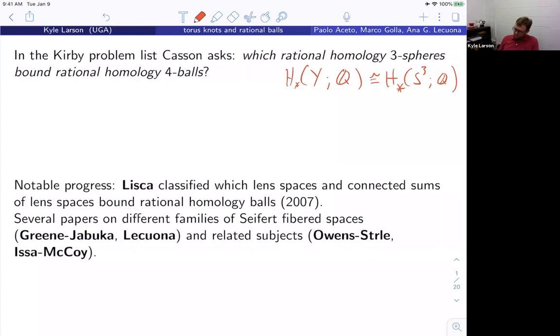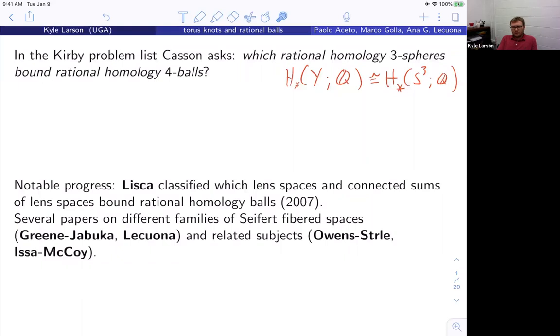So for example, any non-zero Dehn surgery on a knot in S3 will be a rational homology three sphere. So these are closed three manifolds with simple homology. And we can ask which of these bound rational homology four balls. A rational homology four ball is essentially the same definition, except we replace S3 with the four ball. So now these are four manifolds with boundary with simple rational homology. Every closed oriented three manifold bounds some four manifold.